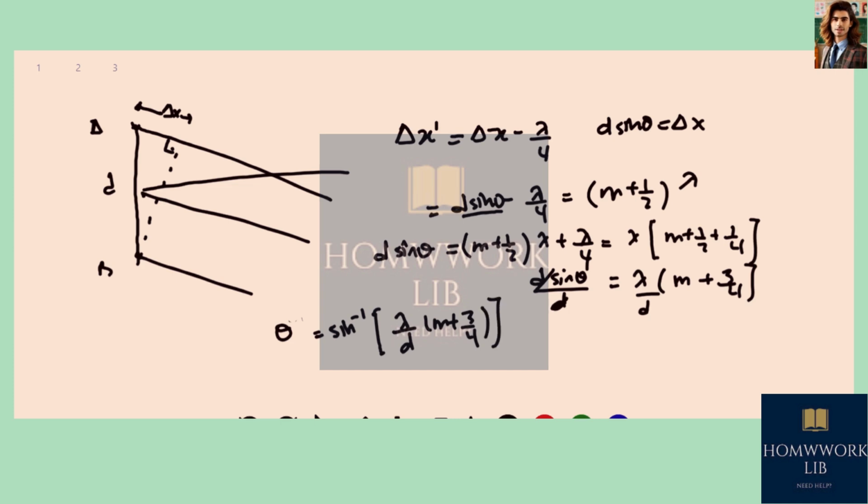Instead of lambda, again, we can do the same and put v over frequency. Then we're ready to go. Plug in the values for m and figure out what the angles are. On the next page, let's do that.